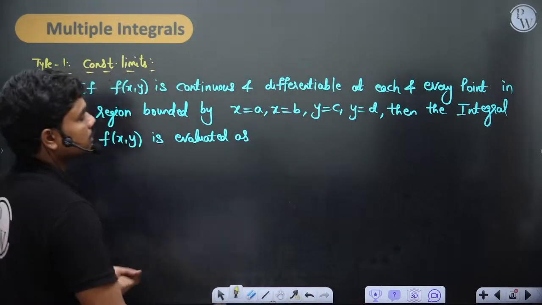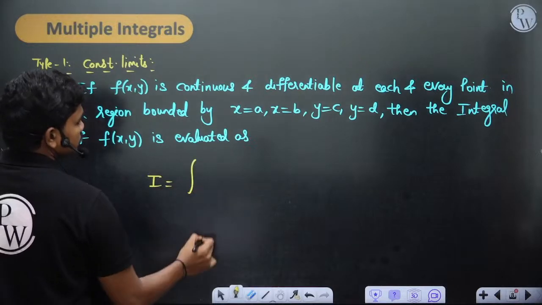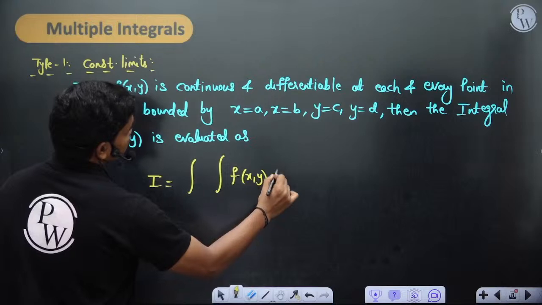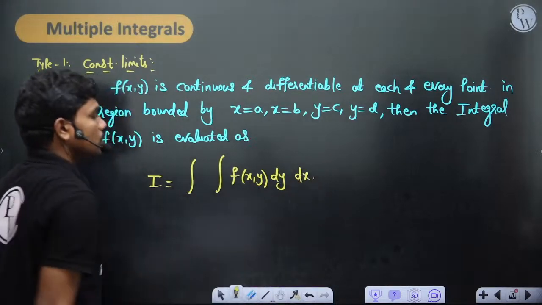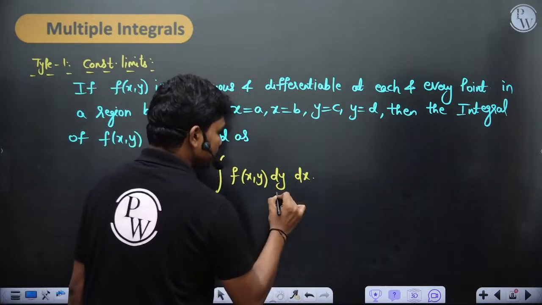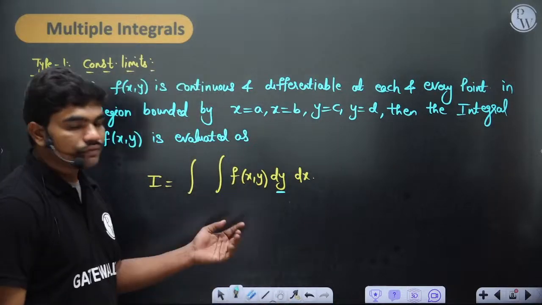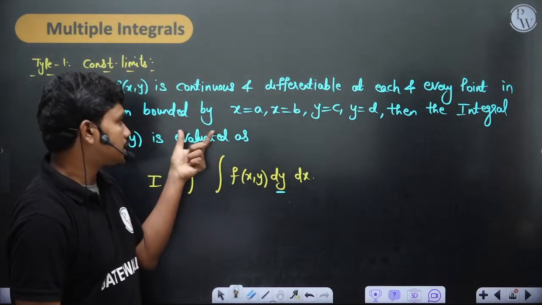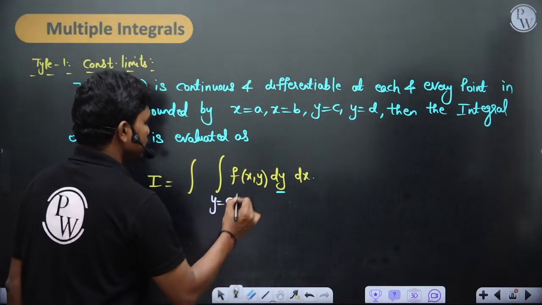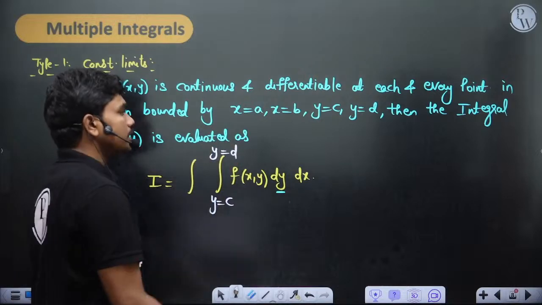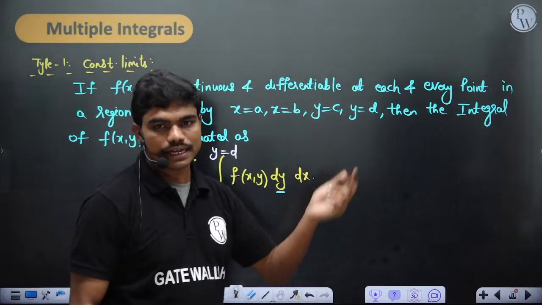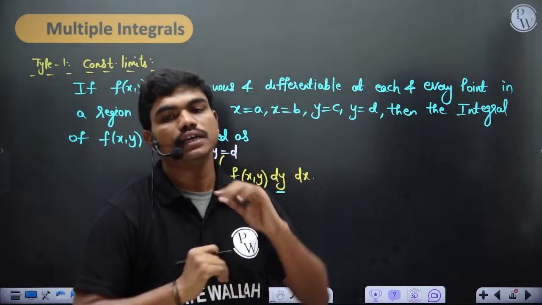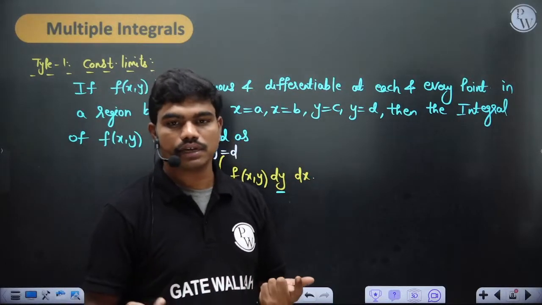So this is evaluated as I is equal to integral of f of x comma y, let's say dy dx. Then it tells you the first variable of integration is y, of course. If the first variable of integration is y, ultimately the limits on this inner integral should be y limits. Since here it's constant, y is equal to c to y is equal to d, because the region is bounded by the lines x equal to a, x equal to b, y equal to c, and y equal to d. So it's bounded by 4 straight lines, which is actually some rectangle kind of thing.